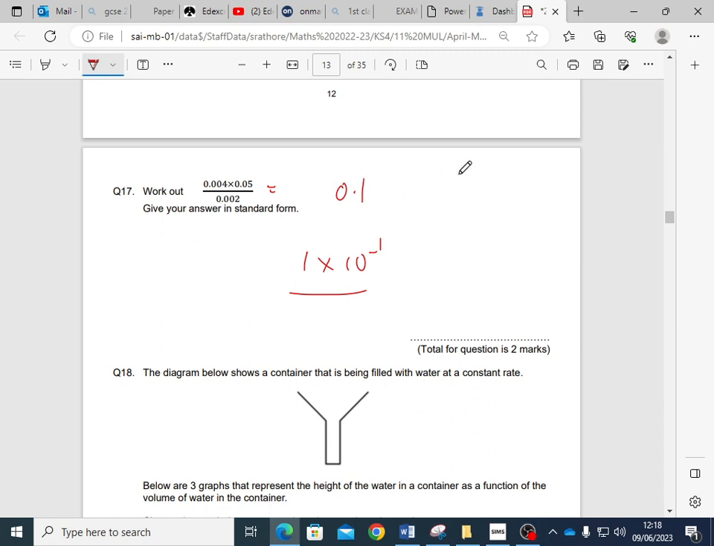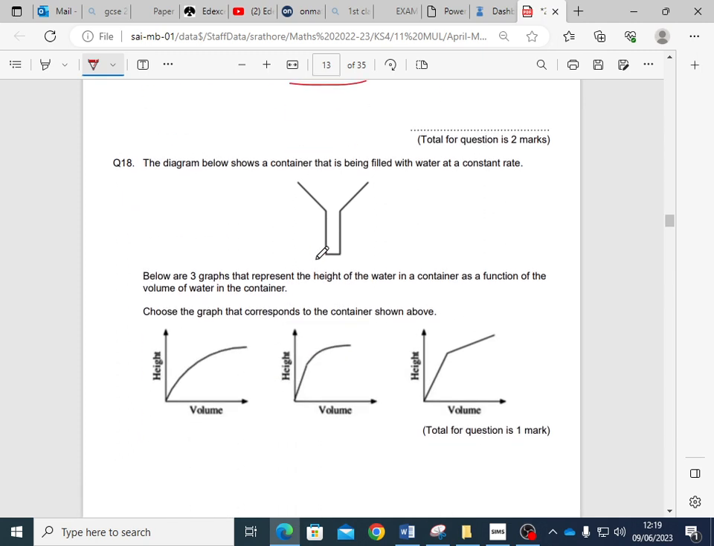No, because for 0.1, this number has to be between 1 and 10. That is less than. When we write standard form, remember we said it has to be between 1 and 10, yeah? It can't equal 10.